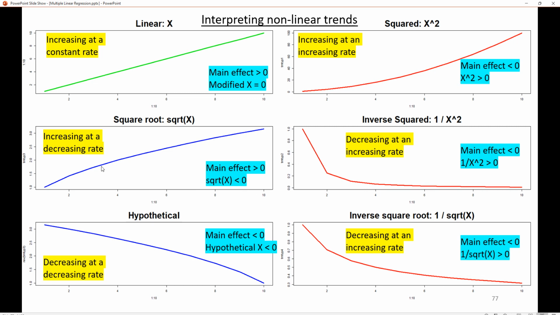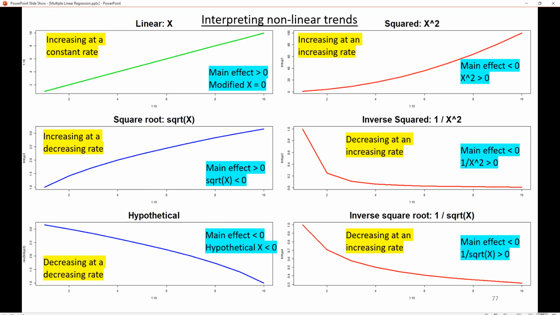And then another thing that we can do is we can say it's increasing at a decreasing rate. Our main effect for age would be greater than 0, and our modified value of x, in our output, would look like it's less than 0. And so for these, the main effect, I'm talking about the model results, the regression results that you would get.